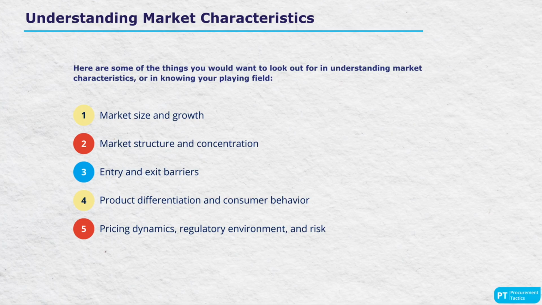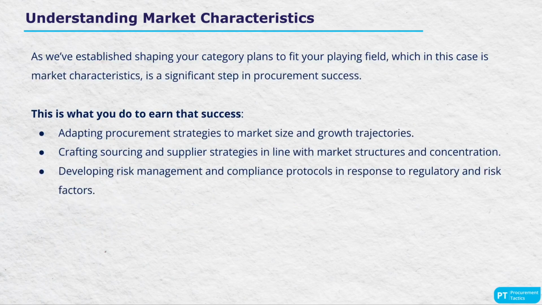Market size and growth, market structure and concentration, entry and exit barriers, product differentiation and consumer behavior, pricing dynamics, regulatory environment, and risk. As we have established, shaping your category plans to fit your playing field, which in this case is market characteristics, is a significant step in procurement success. This is what you do to earn that success.